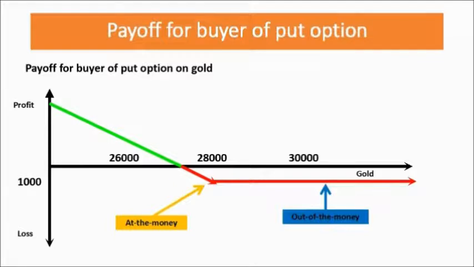So in a put option, if the price goes down, then the option buyer is going to make a profit. So in this case, when the strike price is 28,000, which is greater than the current market price, which is 26,000, this is called an in the money option. In the money option. So in future, let's imagine the gold has gone to 15,000, which is a huge margin because the buyer has the right to sell at 28,000.